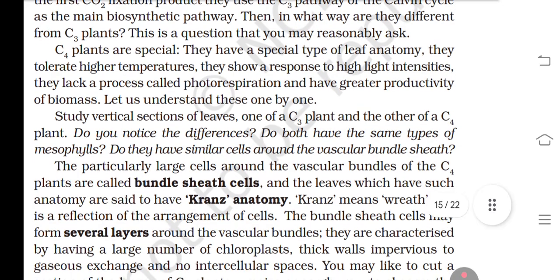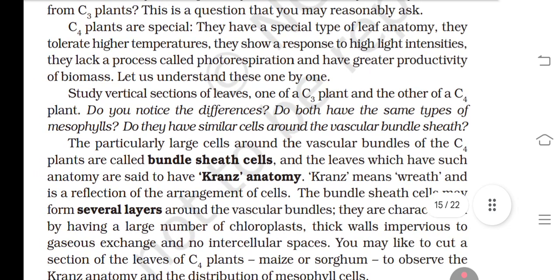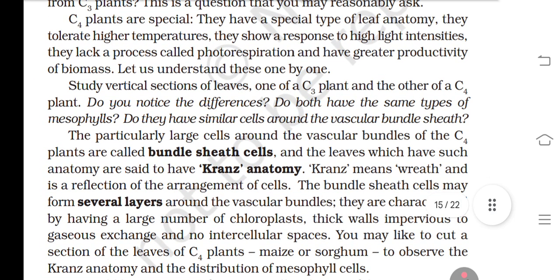C4 plants are special. They have a special type of leaf anatomy. They tolerate higher temperatures. They show a response to high light intensity. They lack a process called photorespiration and have greater productivity of biomass. Let us understand these one by one.